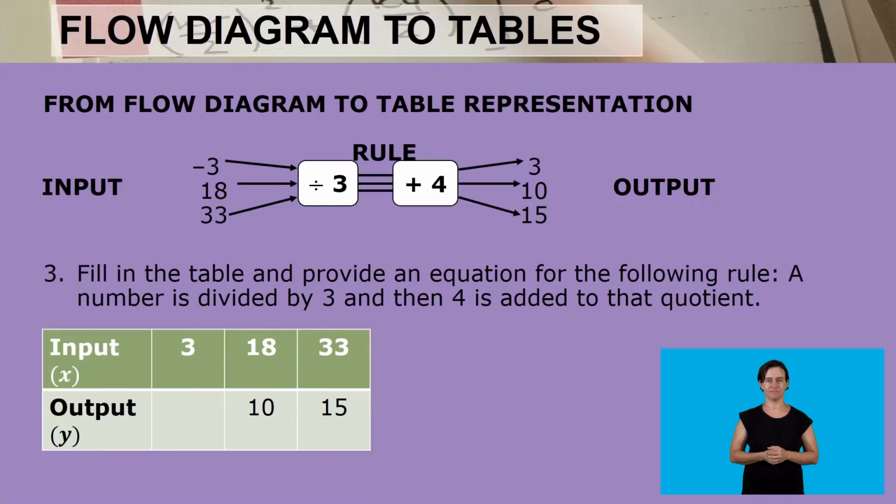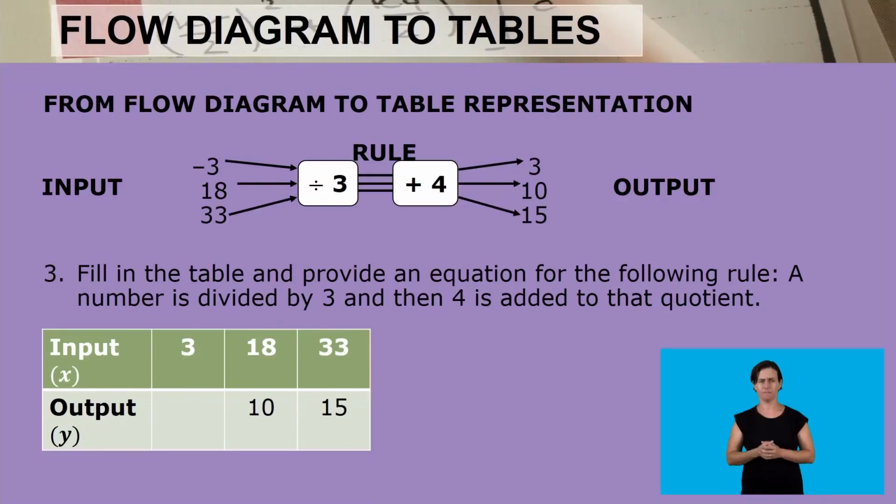And since a flow diagram has the rule there in the middle, that means we can also fill out any missing output value that is there, or input value actually. Let's move over to our next question.